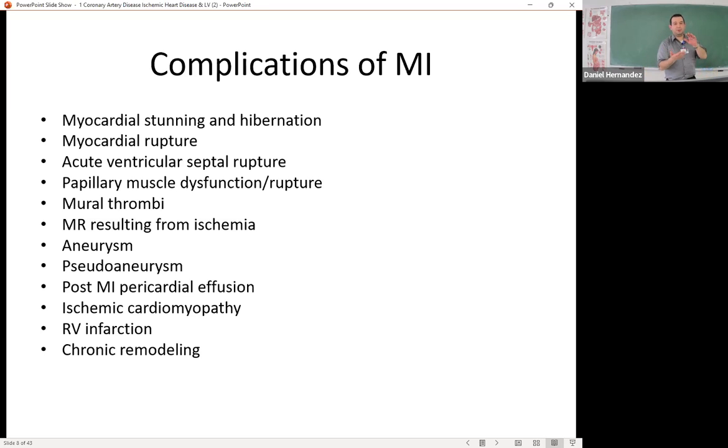So think of the posterior wall of that heart, the back of that heart. It's typically supplied by the RCA. So that posteromedial papillary muscle is only supplied by the one coronary artery, whereas the anterolateral papillary muscle is supplied by two, either the LAD or left circumflex. So that's less likely to rupture because it has that dual coronary artery supply.